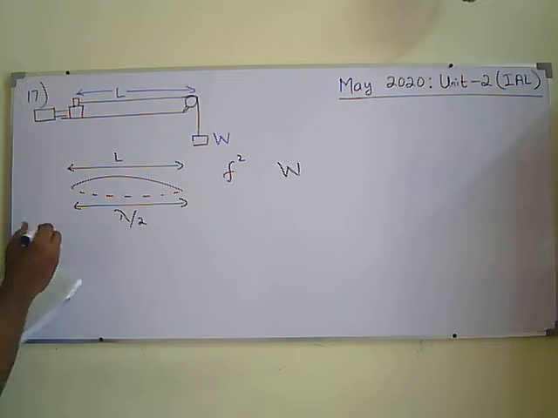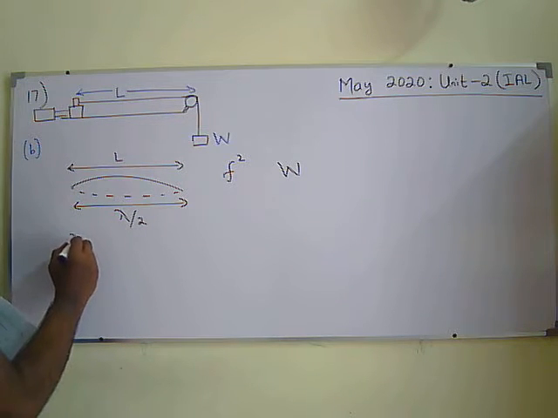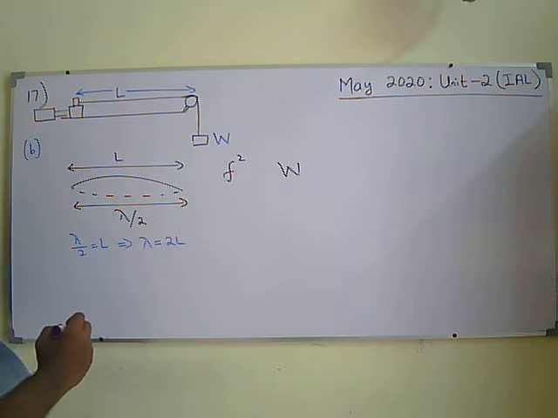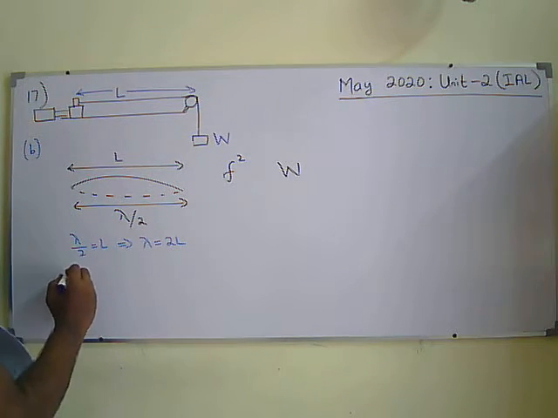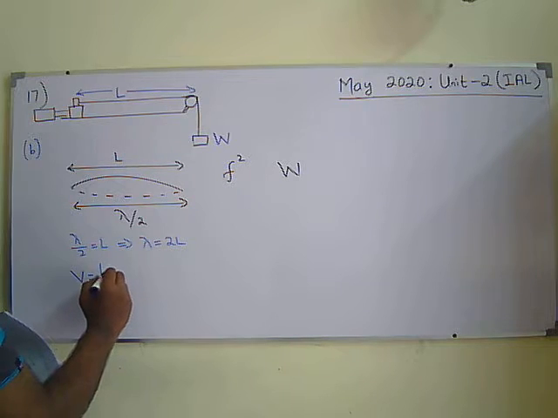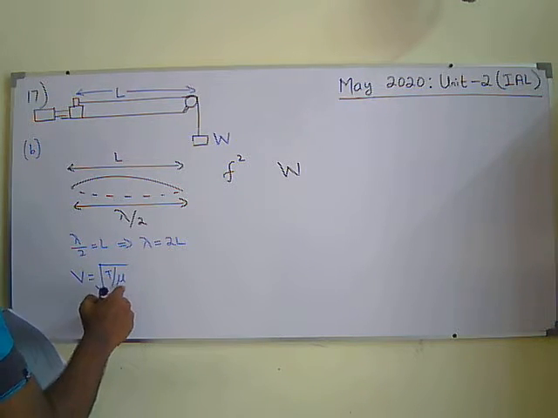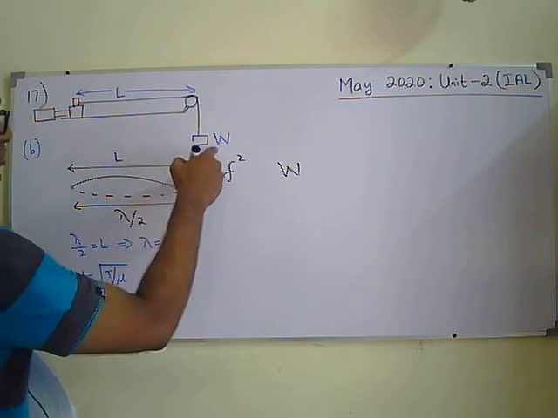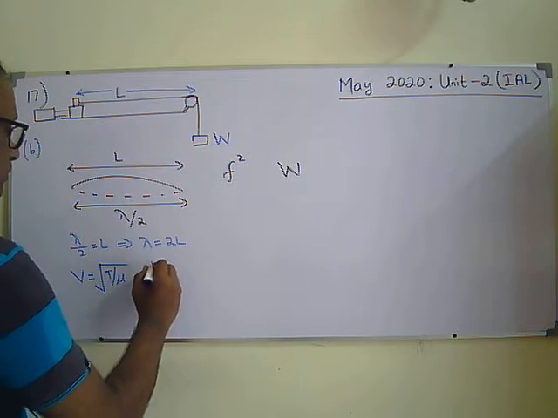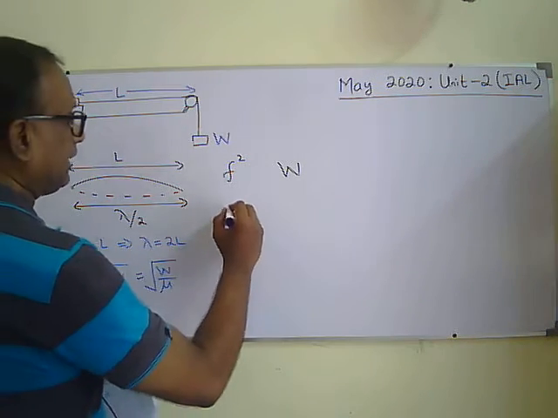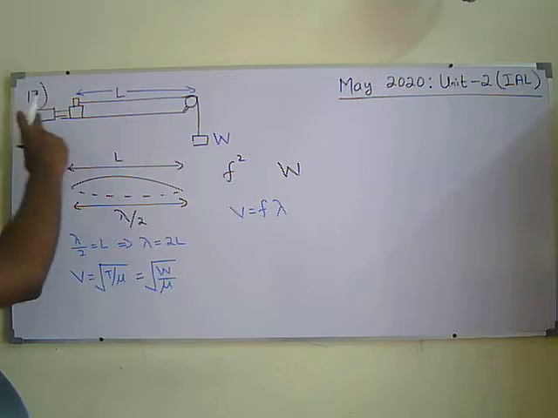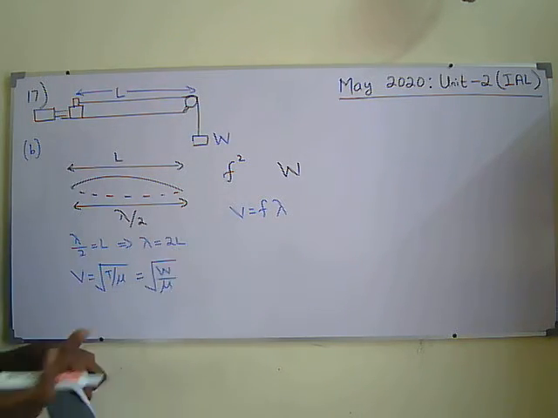So the B part I can say lambda by 2 is equal to L. From that, lambda is equal to 2L. And we know that for a traveling wave, the speed is given by the transverse wave, v equals square root of T over mu. T is the tension, mu is the mass per unit length, but tension is equal to the weight of the attached mass. So I can say W over mu. And for a traveling wave, I can use v equals f lambda, for a traveling wave, not for a stationary wave. So there are two identical traveling waves in opposite direction. I am using this equation for one of the traveling waves.